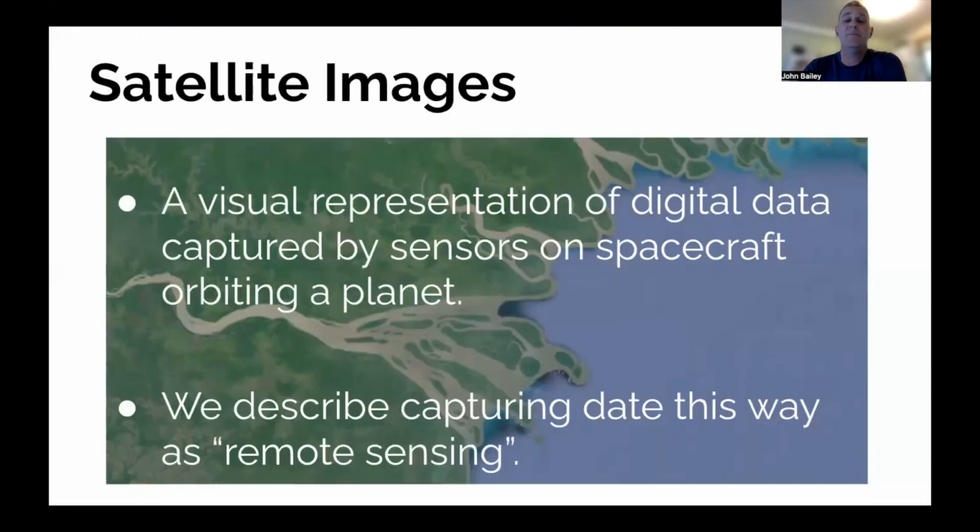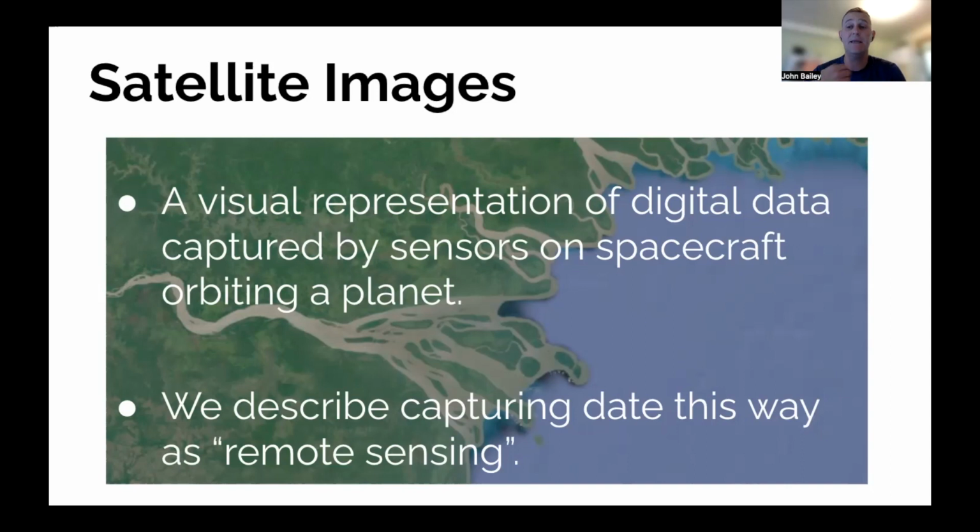But what are satellite images? Well, put simply, they're a visual representation of digital data that is captured by sensors on a spacecraft orbiting a planet. Basically, big camera in sky looks down on planet. Of course, it's a little more complicated than that. And we have a name for this process. It's called remote sensing. Now, that might sound very complex, but remote sensing is something we all do. You know, we do it every day.